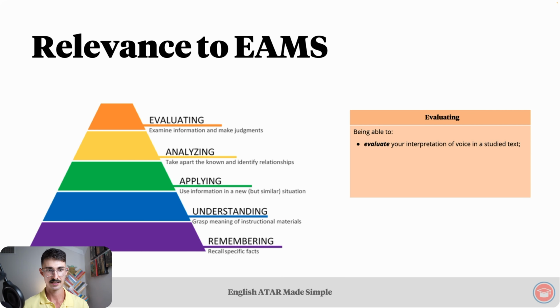Second last level of HOTS and the taxonomy is evaluating. As we can see, it says that evaluating means to examine information and make judgments. Applying this to the concept of voice, you could be able to evaluate your interpretation of voice in a study text.